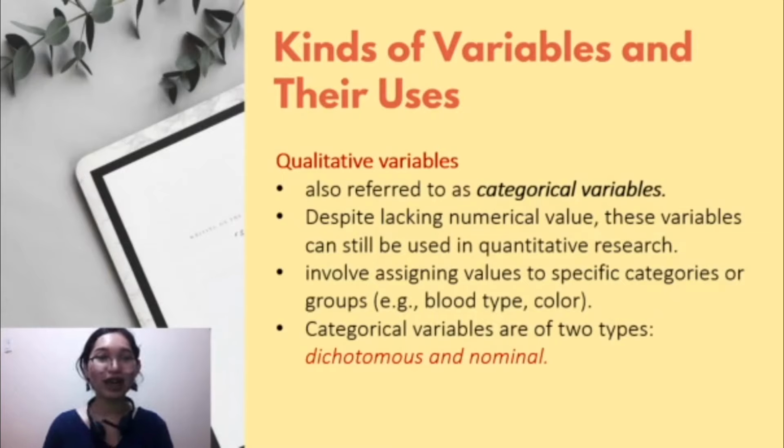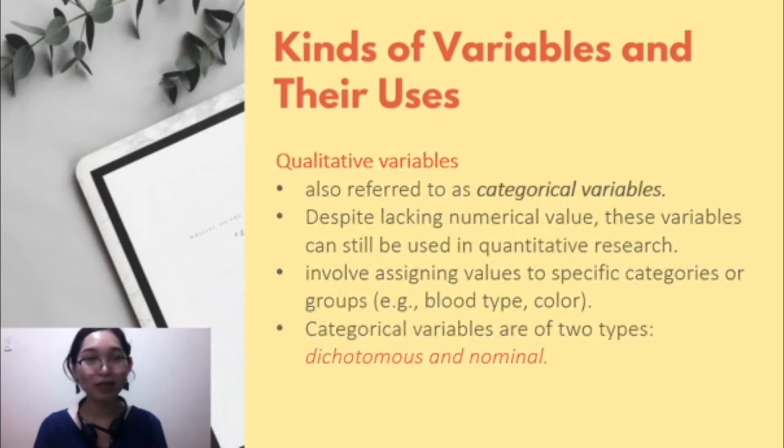Ito yung sinabi ko kanina. Why do we include qualitative variables when in fact, we are talking about quantitative study? Bakit? It involves assigning values to specific categories or groups. For example, blood type, color, and so on. Under categorical variables naman, we have two types. The first type is the dichotomous and the second one is nominal.